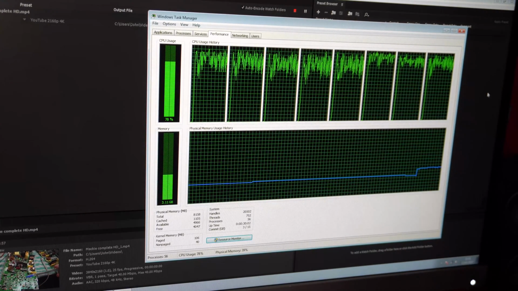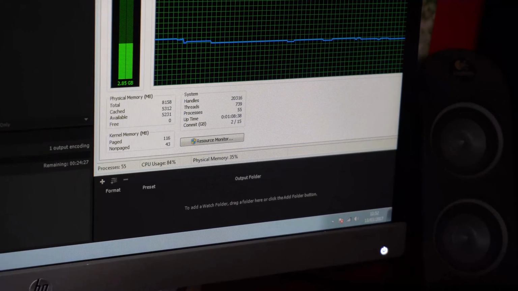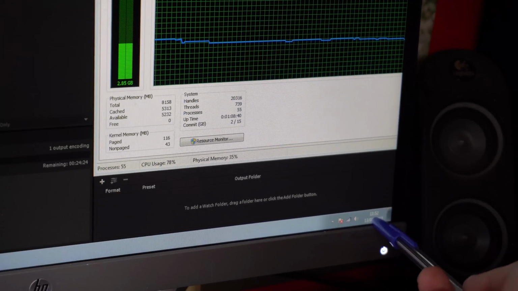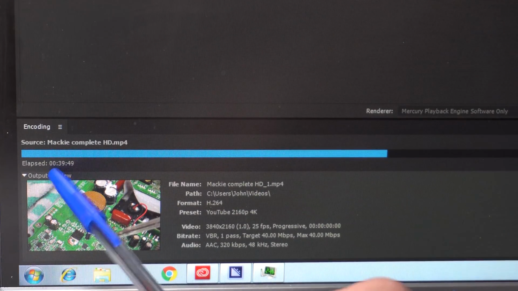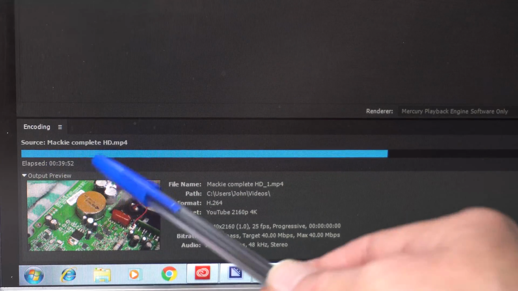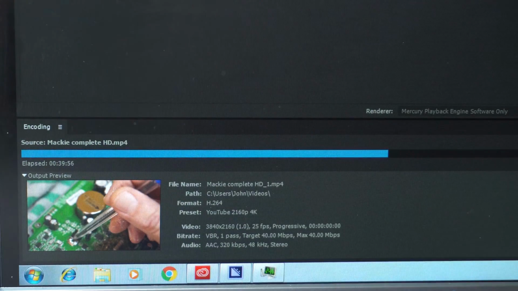Well, so it's 30 minutes past 11. I'll come back when this is nearly finished. Well, we're coming up to 40 minutes, so it's 11:52. And you can see the elapsed time, nearly 40 minutes. So today's current i7-6700K would be just about finishing this video now.